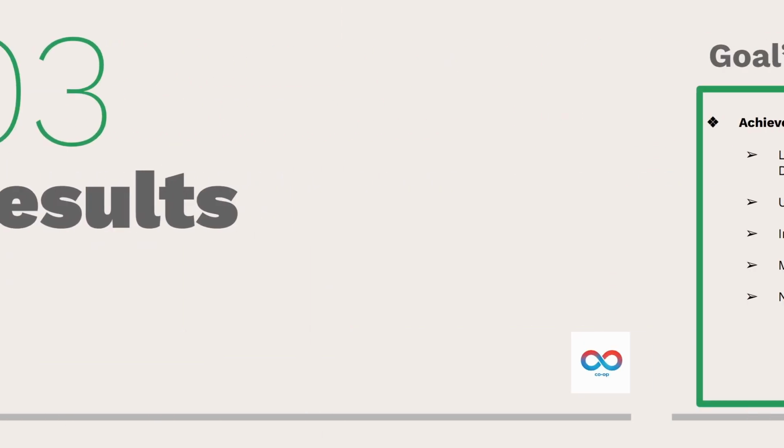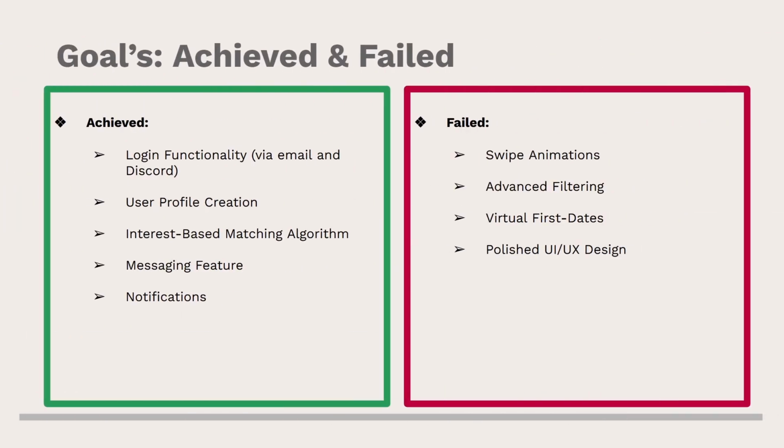Now, in terms of results, we're proud to say that we achieved several key milestones: login functionality via both email and Discord, a working user profile system, our first version of the matching algorithm, in-app messaging between users, and real-time notifications to help keep those users engaged.